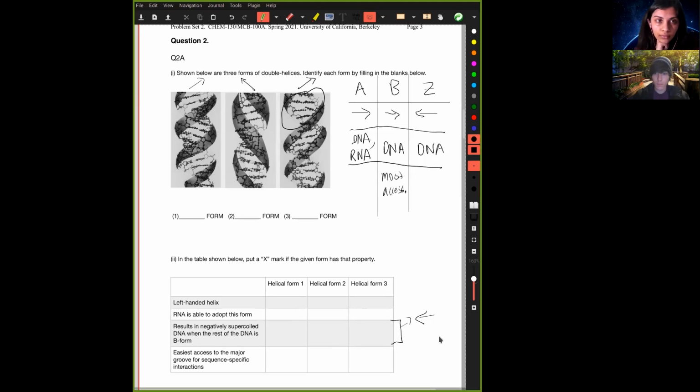Right, so the supercoiling would depend on linking number, but in this case specifically, we're essentially given that assuming a normal piece of DNA, if the rest of it is in B form and this form is introduced, it will introduce negative supercoiling. So rather than talking about supercoiling of the entire DNA piece, we're talking about the effect of this specific change here.